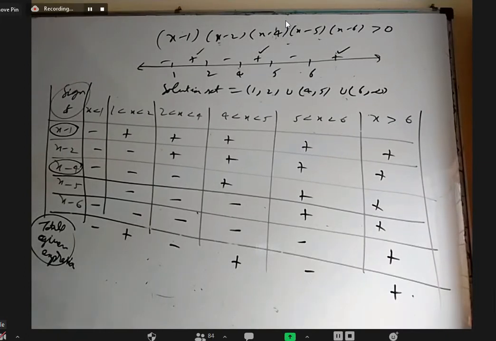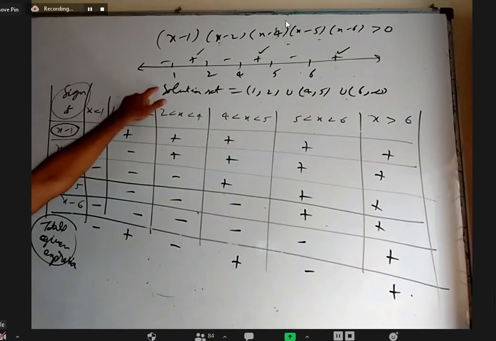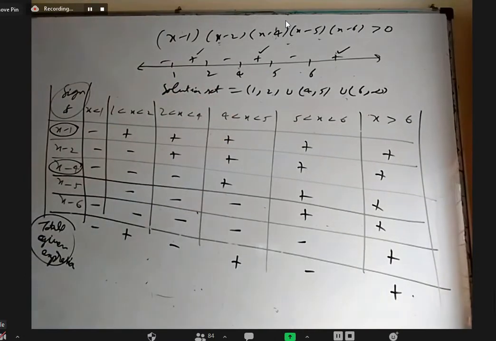Sir, if they give less than, then we'll take minus, sir. If it is less than 0, same question everything, but instead of greater than, less than: minus infinity to 1 union 2 to 4 union 5 to 6. Yes, sir.